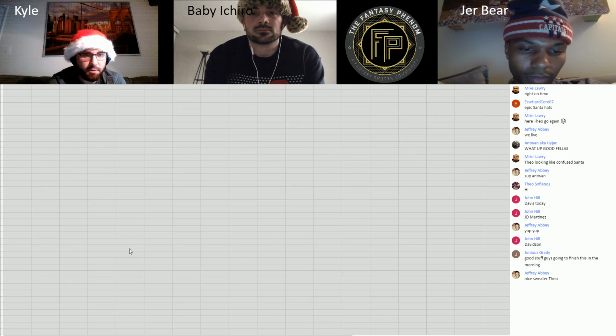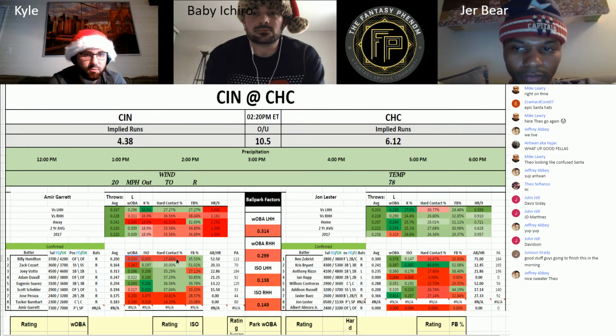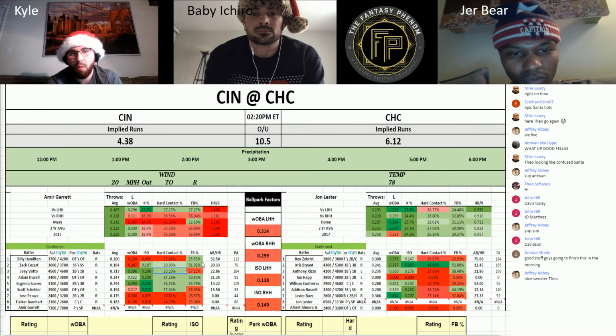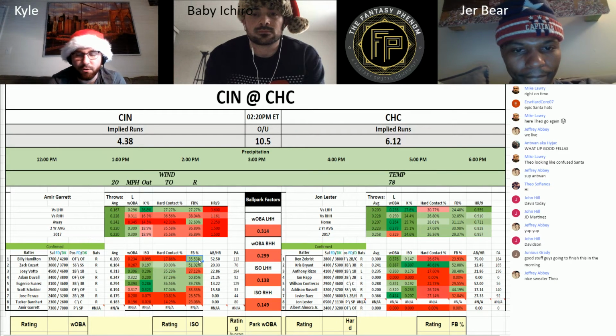So Cincinnati, right? Billy Hamilton is red across the board. He's not a guy that hits for a lot of extra bases. His ISO is really, really low. Hard contact is low. That's just not Billy Hamilton's game. He's a guy that gets on first and steals a bag. These stats don't have stolen bases on them because you have to get on first to get a stolen base, but we will work on adding those stats in.